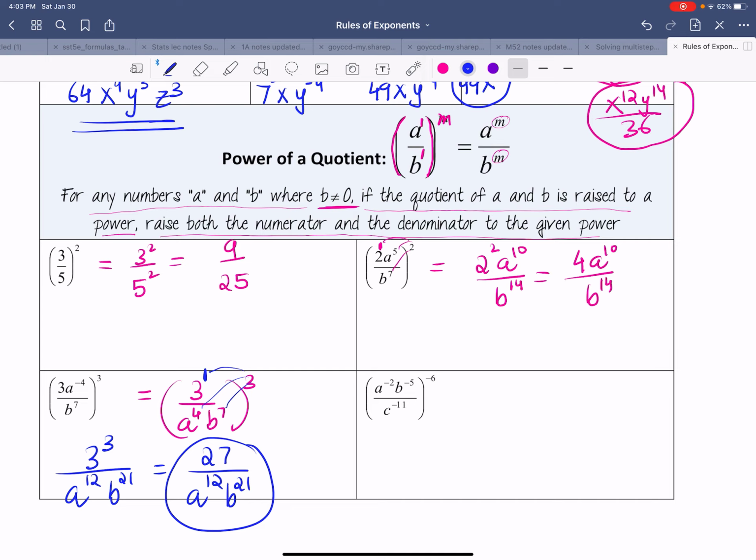Here's our last problem. It looks like a complicated problem. There are several terms with negative exponents here. We can do it in multiple different ways. Because every single exponent inside is negative, I'm going to multiply every single exponent inside with the outer exponent. So negative 2 times negative 6 is positive 12. Negative 5 times negative 6 is positive 30. And negative 11 times negative 6 is 66. A to the 12th power, b to the 30th power, and c to the 66th power. That's it. No more like bases.